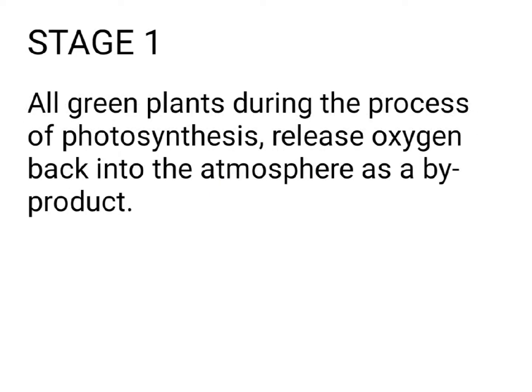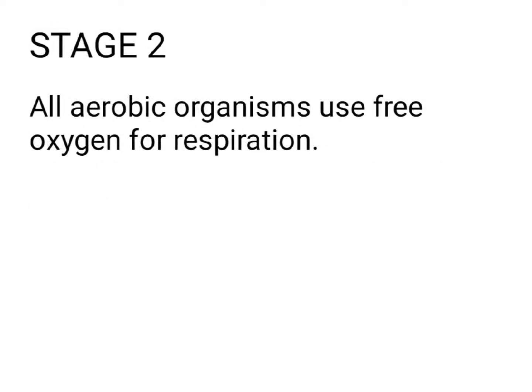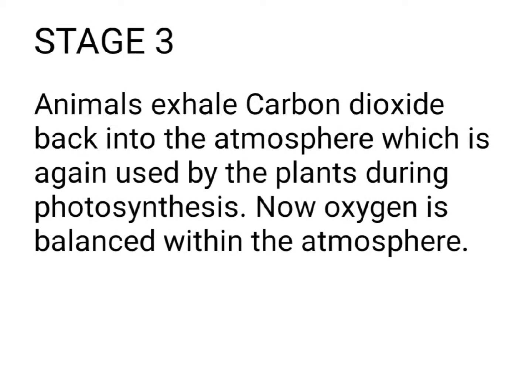Stage 1. All green plants, during the process of photosynthesis, release oxygen back into the atmosphere as a byproduct. Stage 2. All aerobic organisms use free oxygen for respiration. Stage 3. Animals exhale carbon dioxide back into the atmosphere, which is again used by the plants during photosynthesis. Now, oxygen is balanced within the atmosphere.